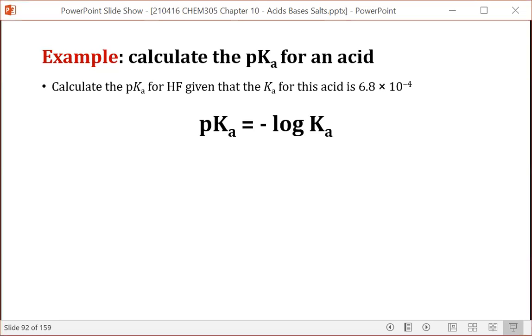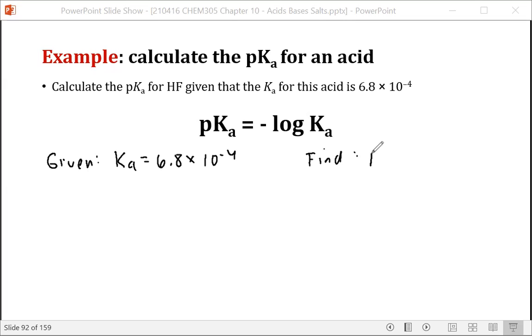So let's do a couple example problems. Let's calculate the pKa for hydrofluoric acid, given that the acid ionization constant, the Ka for this acid is 6.8 times 10 to the negative fourth. So we are given the Ka equals 6.8 times 10 to the negative fourth. We want to find pKa.